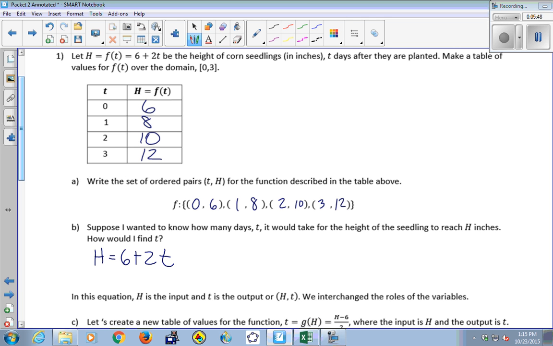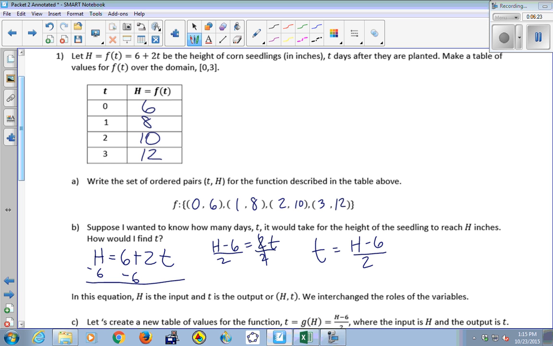Right, so my input is time, my output is h, but I'd like it to be the opposite. I'd like to be able to input the height of the seedling and the function tells me how long it will take. So I just want to solve this thing for t. Just like we did earlier, I'm going to start by subtracting 6. So I get h minus 6 equals 2t. Divide both sides by 2. So I get t is (h minus 6) over 2.